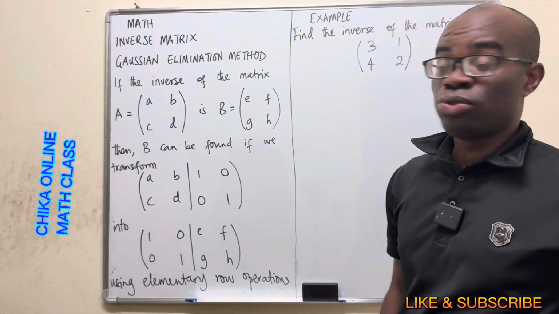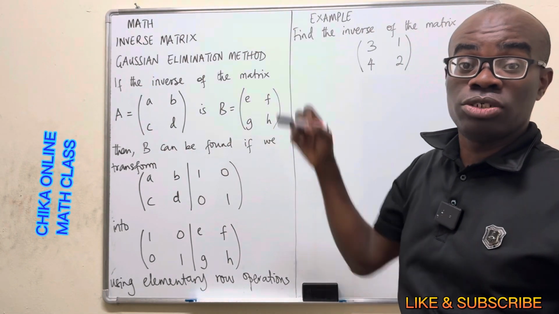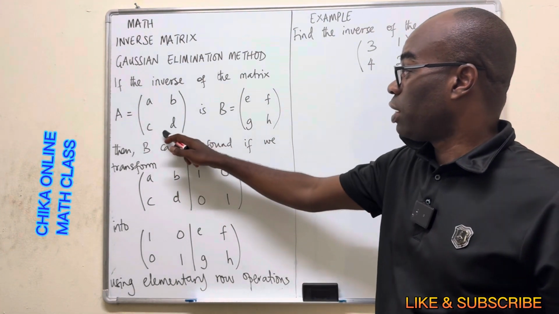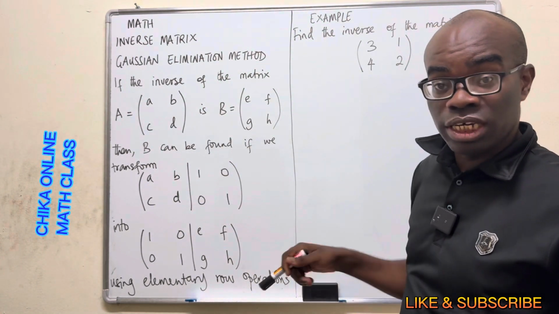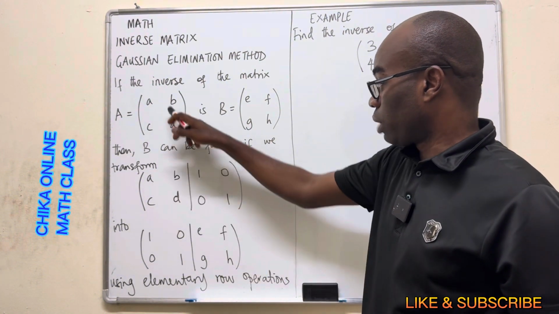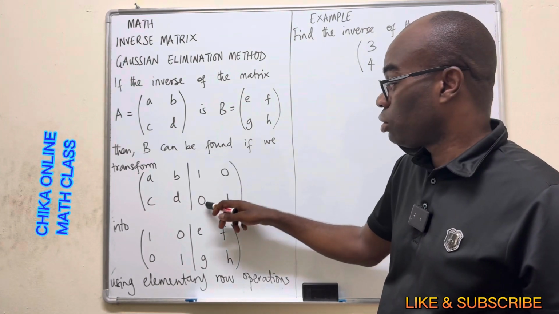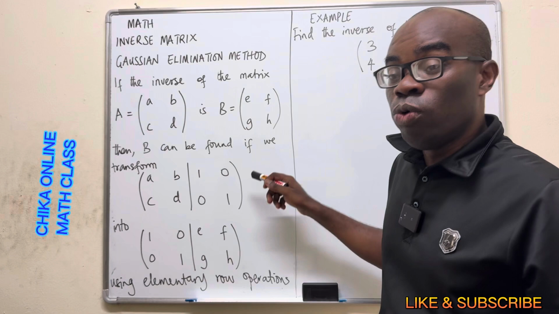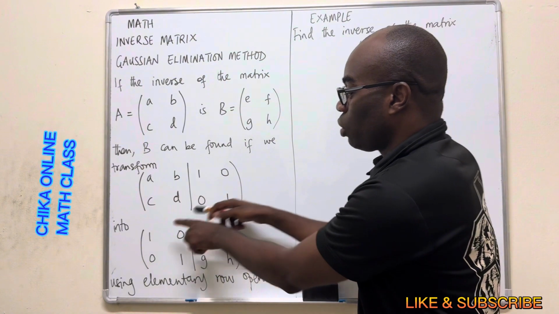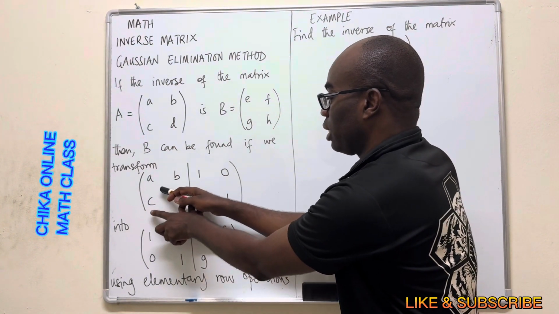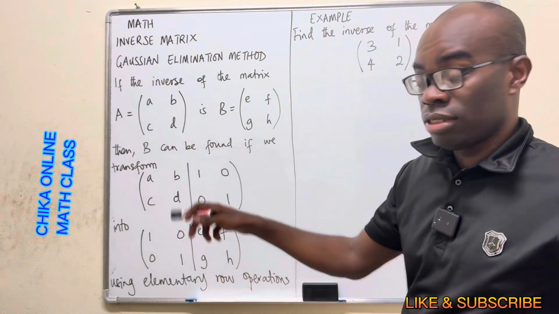Good day, class. Today we'll be looking at how to find the inverse of a matrix using the Gaussian elimination method. Suppose that the inverse of this matrix is this. To find the inverse of this matrix using Gaussian elimination, we have to write this matrix here, then augment it with the identity matrix 1, 0, 0, 1. Then we use elementary row operations to transfer this 1, 0, 0, 1 to this side, and whatever we have on this side will become our inverse of the matrix A.